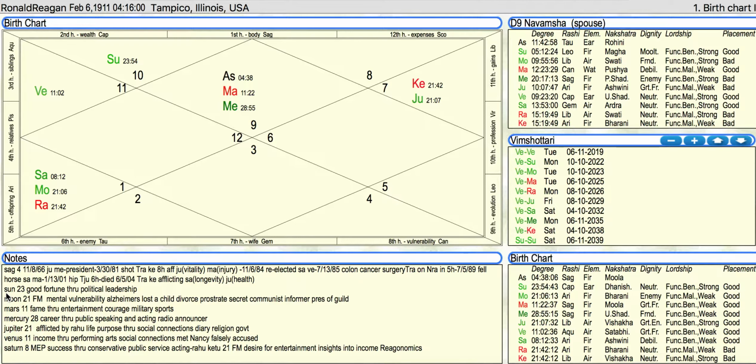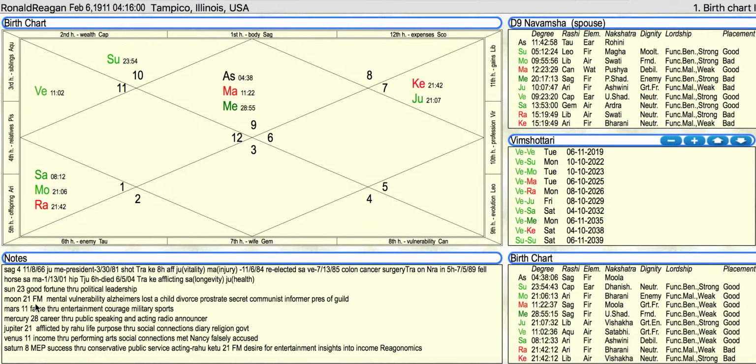So we have Sun at 23 degrees, ruling the house of good fortune, placed in the house of wealth and recognition. And so we see that he had good fortune through the politics, through leadership. Sun itself is leadership and recognition. So through the acting career, he gained a lot of recognition, and that name recognition helped him become president.